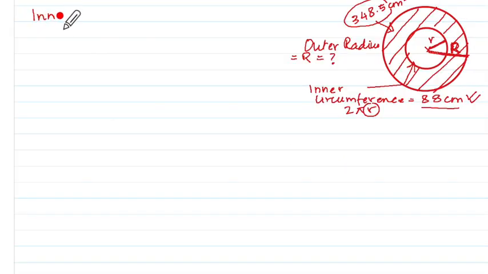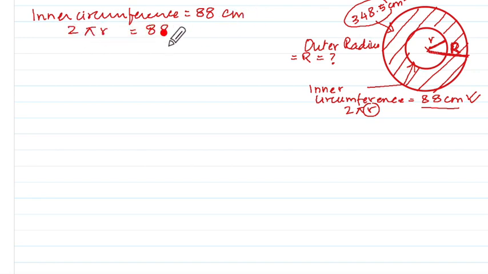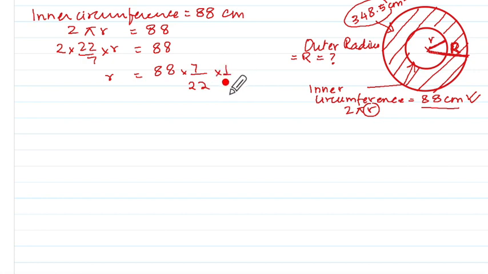So we will say inner circumference is equal to 88 centimeter, and circumference formula, you have to know these formulas by heart. Okay, so 2 into 22 upon 7 into r is equal to 88. So r will be equal to 88 into 7 upon 22 into 1 upon 2.